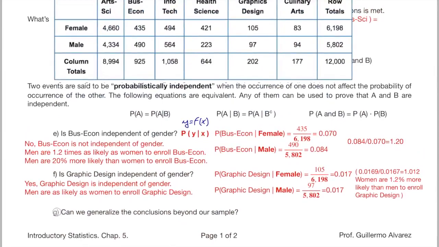Question G. Can we generalize the conclusion beyond our sample? We saw this in chapter 1. Since the sample is not random, we cannot generalize the conclusion. Whatever we conclude here about gender and programs is valid only for this college, or more precisely, for the students included in the contingency table. It is understood, though, that the table included all the population of students in the college.